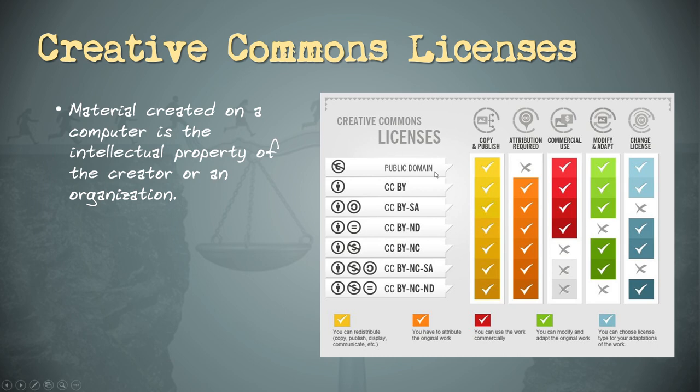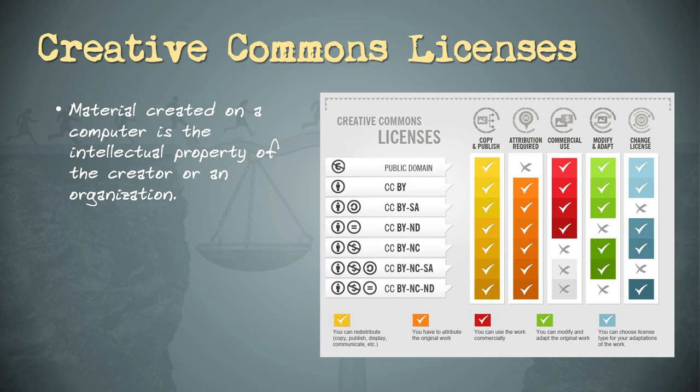At the top here, the public domain system, that's the most free system, right? It means that you can copy and publish, you can use it commercially, modify it, change it, whatever. You can do almost everything. You don't even have to attribute it. You don't even have to say who the artist was. Public domain is the most open, right? If something's in the public domain, then anyone can use it and modify it.